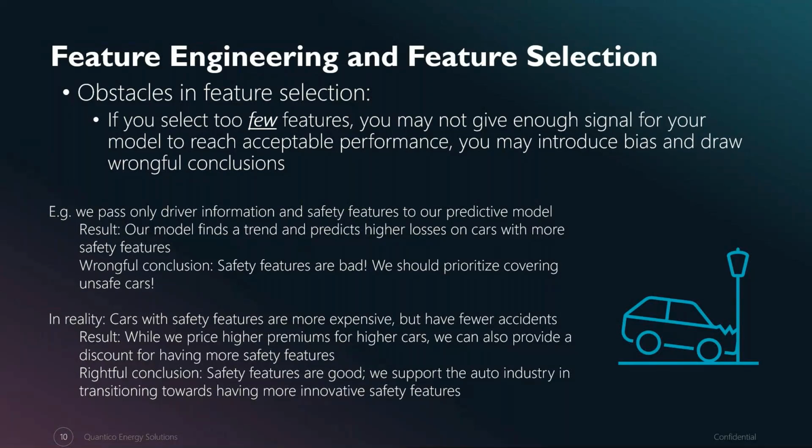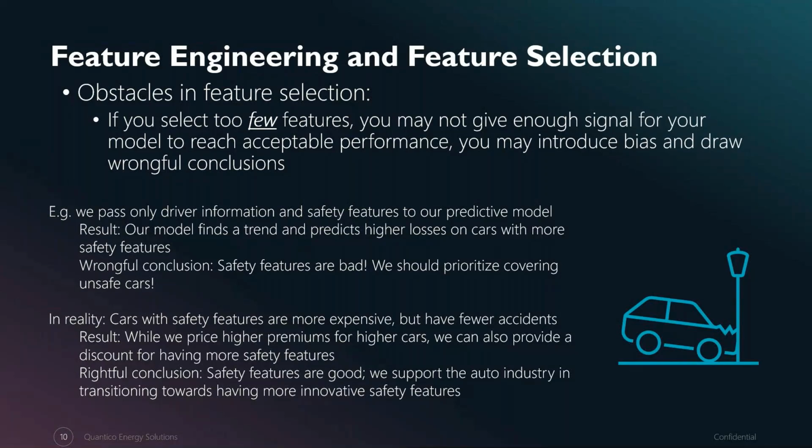We would expect that safety features are good, and we should prioritize covering safe cars. The wrong conclusion here from the model is that we should be avoiding these safety features, when really in our minds we understand that no, safety features are good. So why does the model predict it this way? It's because you didn't have enough comprehensiveness in your data. You introduced a bias here.